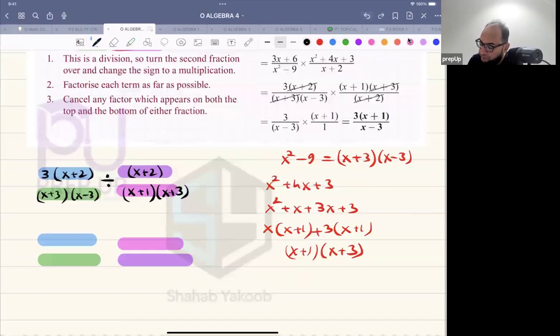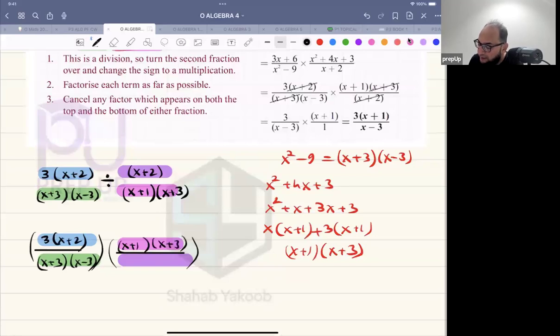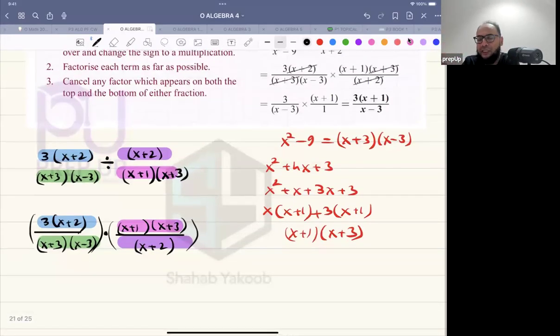So let me just write a bracket like this. Let me draw a line like this. So this is 3 bracket x plus 2. This is x plus 3, x minus 3. And this is x plus 1, x plus 3. This is x plus 2. And there is a dot for multiplication. I'm not putting a cross so that no one gets confused with the x over here.